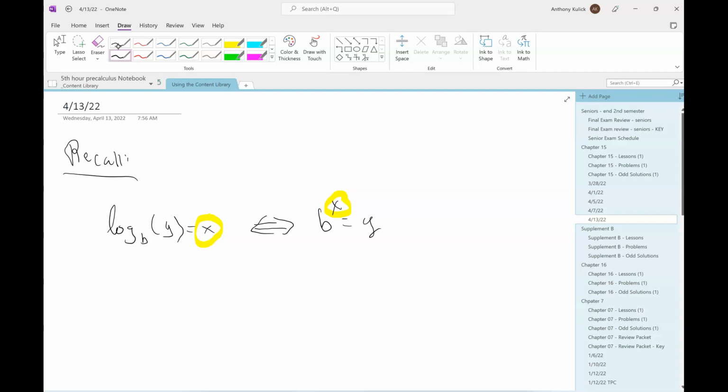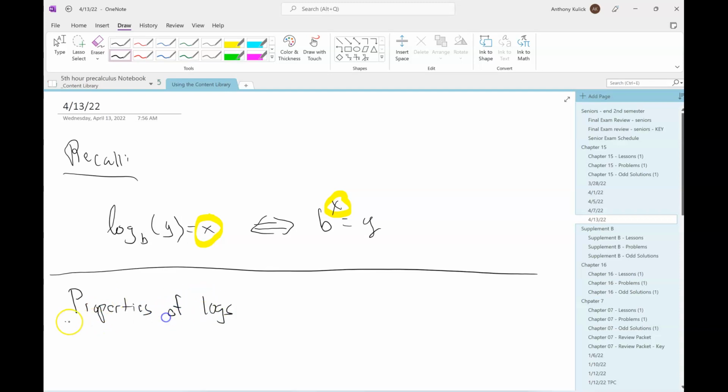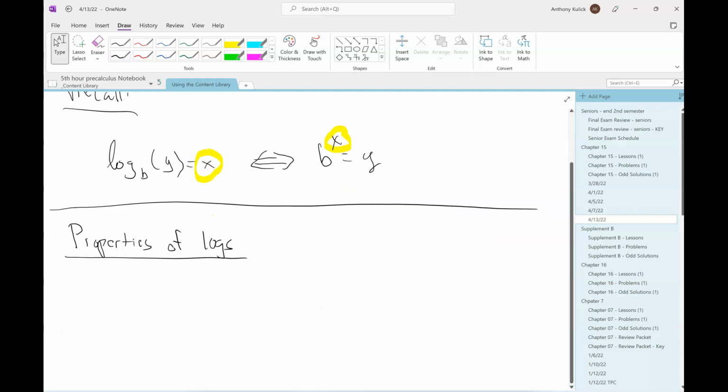As we move into starting to use these logarithms, it's important that we have rules for what we can and can't do with a logarithm, right? So let's talk about some properties of logarithms that discuss how we can use these logarithms.